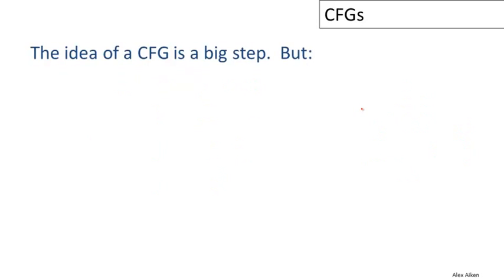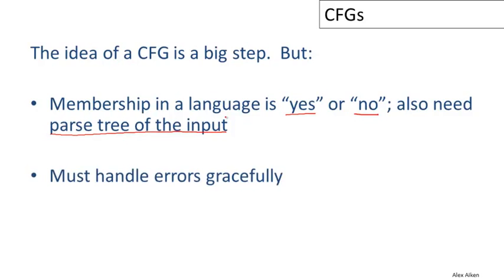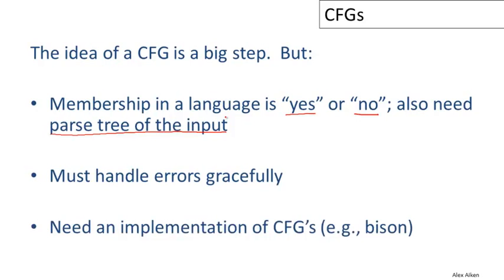Context-free grammars are a big step towards being able to say what we want in a parser, but we still need some other things. First of all, a context-free grammar, at least as we've defined it so far, just gives us a yes or no answer. Yes, a string is in the language of the context-free grammar, or no, it is not. We also need a method for building a parse tree of the input. So in those cases where it is in the language, we need to know how it's in the language. We need the actual parse tree, not just yes or no. In the cases where the string is not in the language, we have to be able to handle errors gracefully and give some kind of feedback to the programmer, so we need a method for doing that. And finally, if we have these two things, we need an actual implementation of them in order to actually implement context-free grammars.